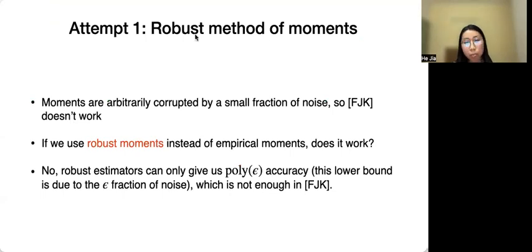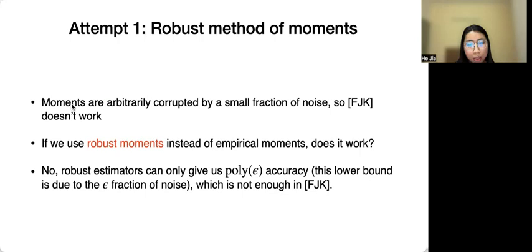Now we can see, because we just saw a result that can robustly estimate all the moments of a distribution. Of course, hypercubes are a nice distribution, so we can robustly estimate the moments of hypercubes. So a natural idea is, first let's see if the algorithm FJK works for the robust case.